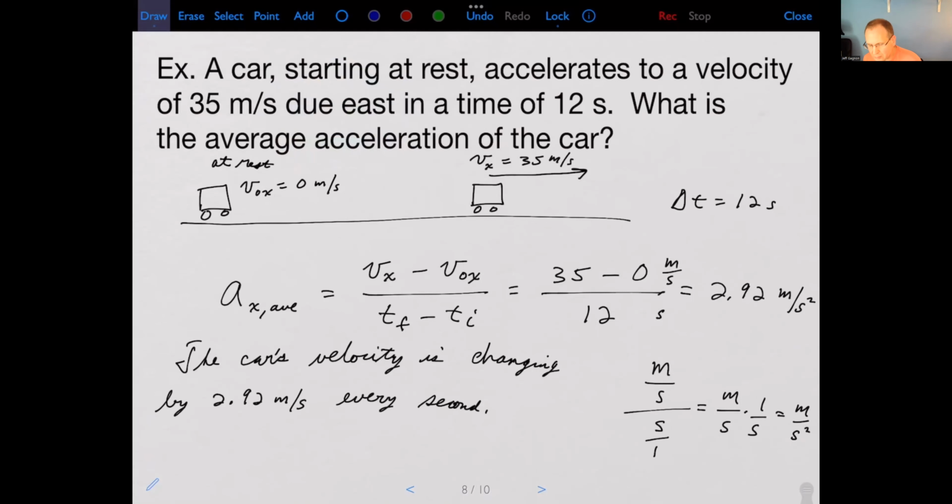And because it's positive, we could say it's increasing by 2.92 meters per second per second. That's another way of saying it, right? If it was negative, then it'd be decreasing by that velocity every second. In this case, it's increasing. So this car is going faster and faster and faster, right? The average acceleration over that time interval is 2.92 meters per second squared.